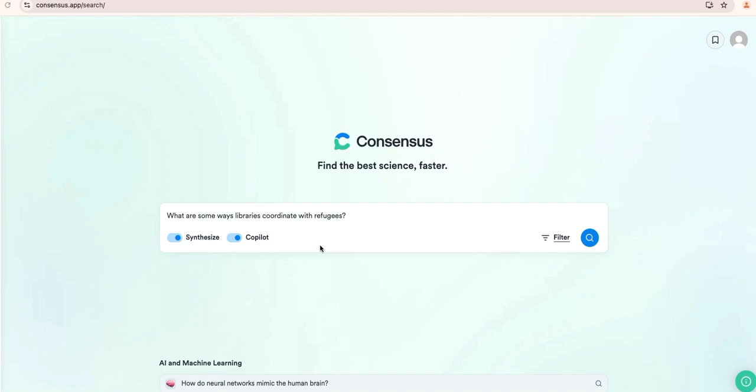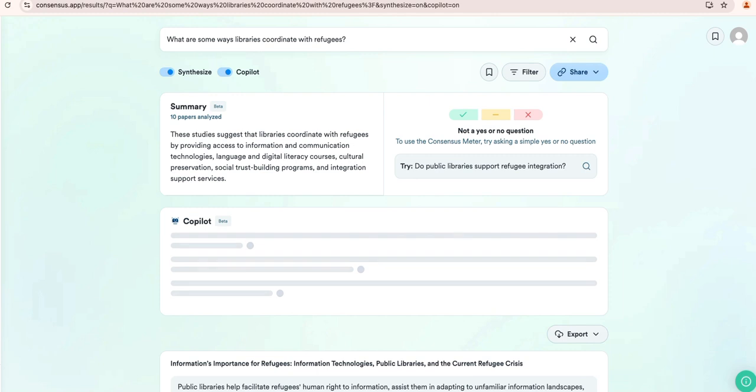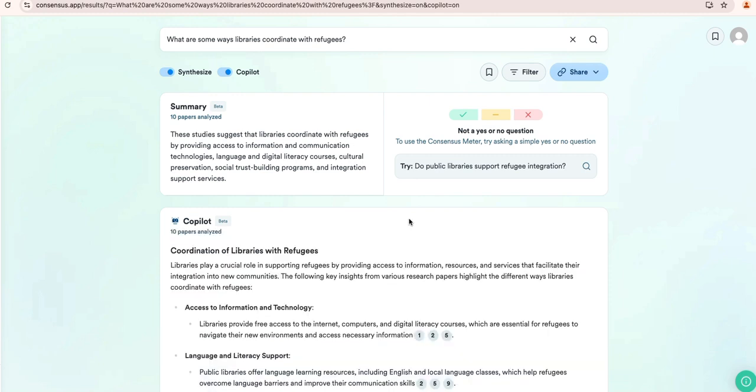So anyway, let's look at this and just hit enter with my question. What are some ways libraries coordinate with refugees? Let's see what comes up. And it comes up with a nice little summary right here.